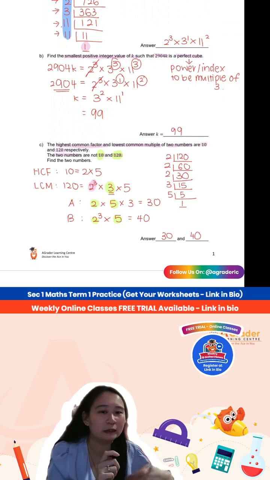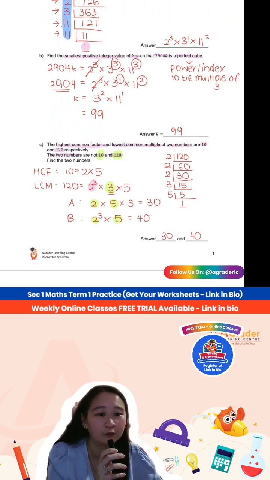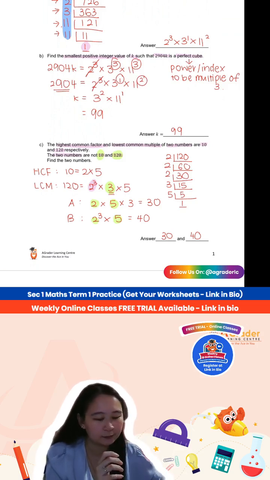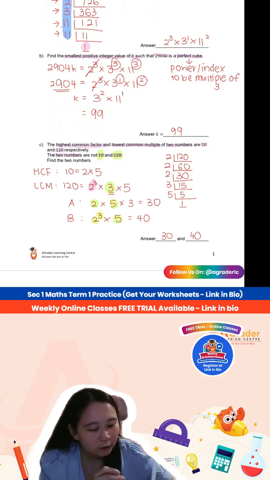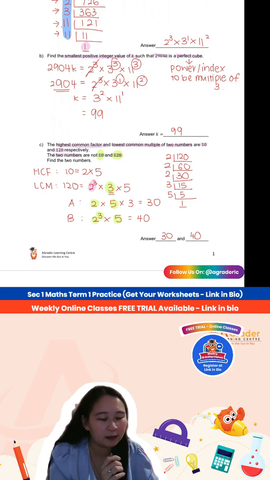So let's say I put it in my B. I can't put it in both, because if I put it in both, my HCF will not just be 2 to the power of 1. It will be 2 to the power of 3 already. So I put this power of 3 in my B. I will have the green highlighted parts now.